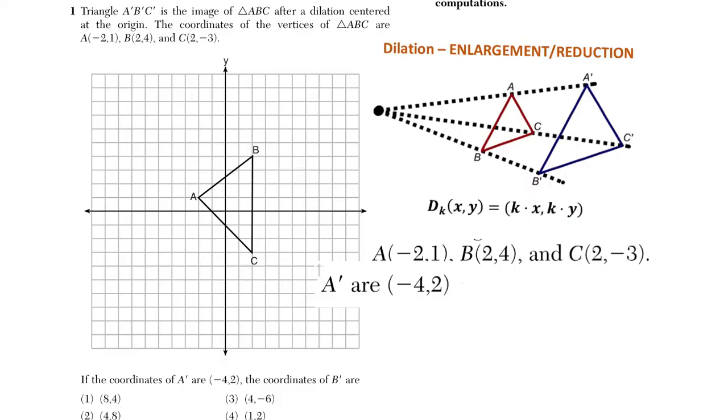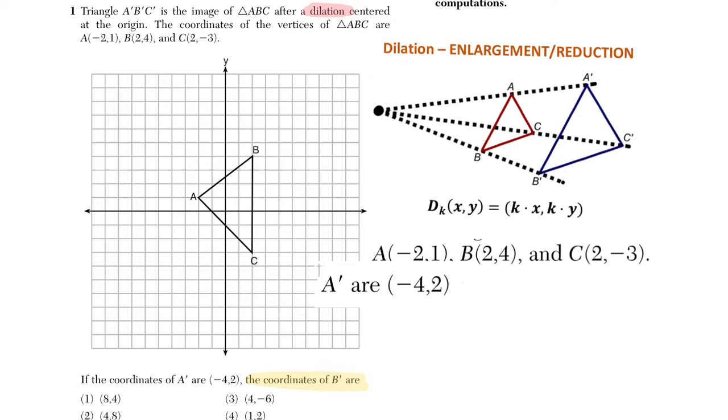Question number 1. Triangle A prime B prime C prime is the image of triangle ABC after dilation centered at the origin. They give us the coordinates of ABC and ask, if the coordinates of A prime are negative 4 comma 2, what are the coordinates of B prime? Our objective is to determine the coordinates of B prime. So what do we know? We know that this is a dilation, and arguably this is the most important word in this problem. How are we going to figure out what the coordinates of B prime are?